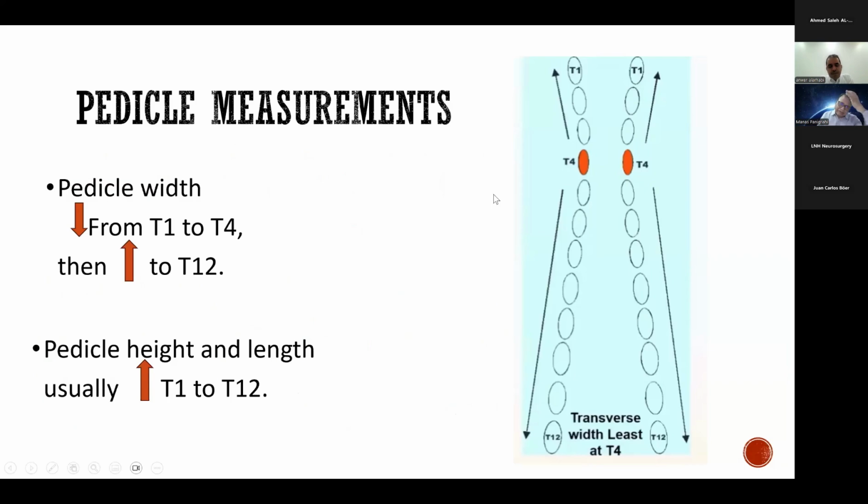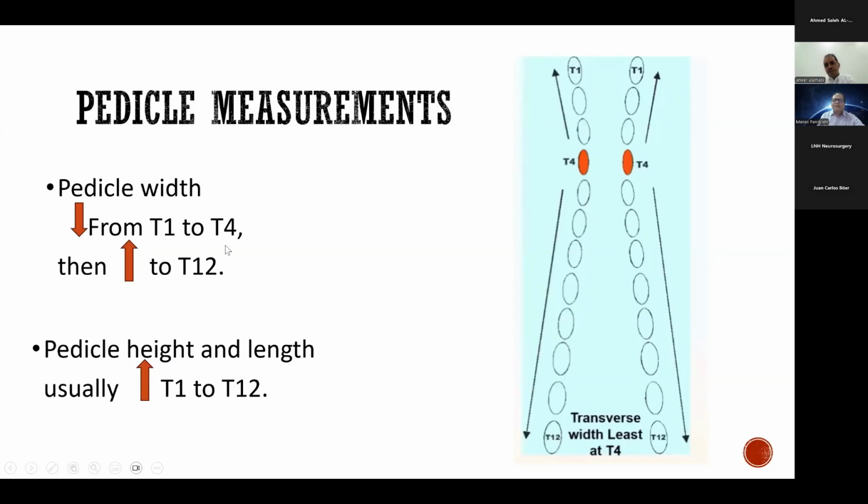In addition to the angulation, the pedicle width or diameter also differs in the upper, middle and lower regions. The pedicle width decreases from T1 to T4. T4 has the narrowest pedicle, and below T4 the diameter increases again. As the diagram explains, T4 has the thinnest pedicle. As you go up, the diameter increases. As you go down, the diameter increases.